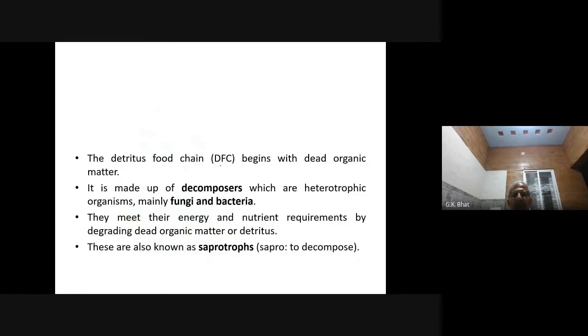The detritus food chain begins with dead organic matter. So it is made up of decomposers, which are heterotrophic organisms, mainly fungi and bacteria. You must remember, decomposers mainly include fungi and bacteria. They meet their energy and nutrient requirements by degrading dead organic matter or detritus, and thereby convert these organic substances into simple inorganic substances. They are also known as saprotrophs. Sapro means to decompose.